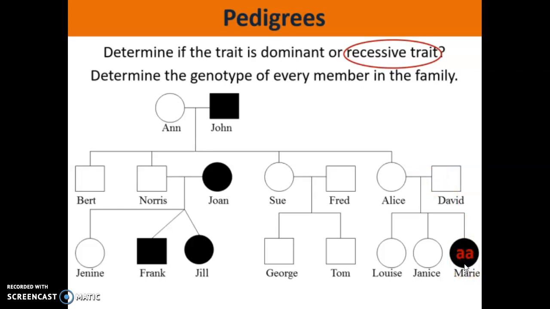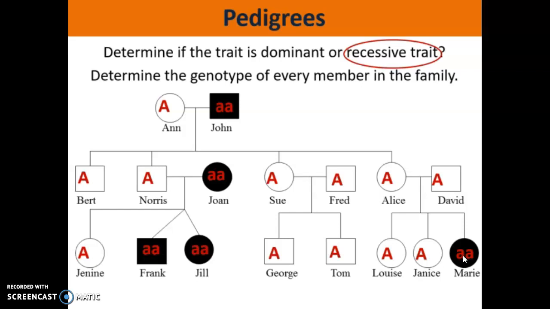So now anybody else who has a shaded in symbol like Marie, we can also give them the same genotype, little a. So Jill is lame, Frank is lame, Joan is lame, and John is lame. Everybody else in this family is going to be awesome, so we can give them at least one capital A for being awesome. Now, what we need to do is figure out what that second allele is, because remember, for every genetic trait you have at least two alleles, one that you got from mom and one that you got from dad.